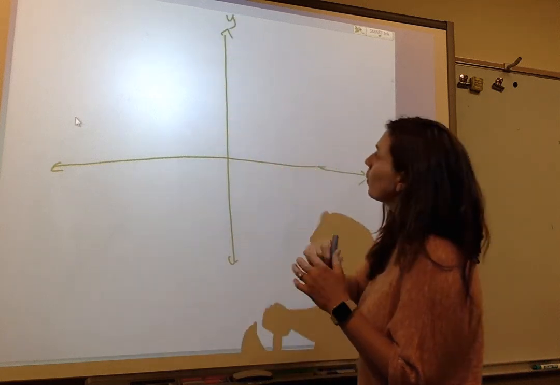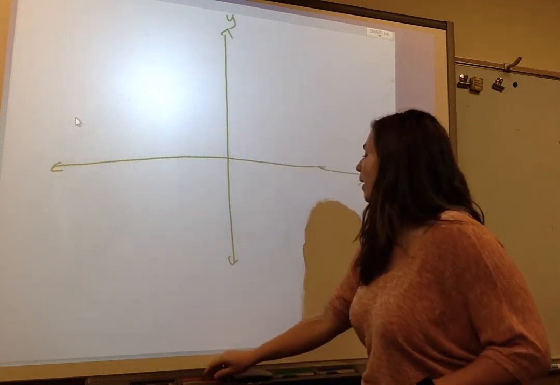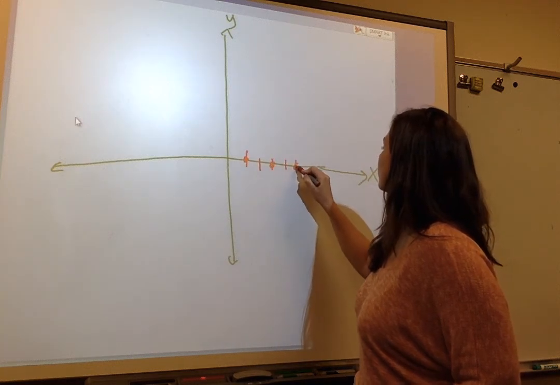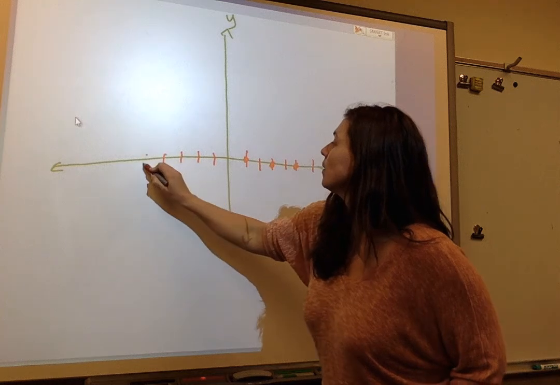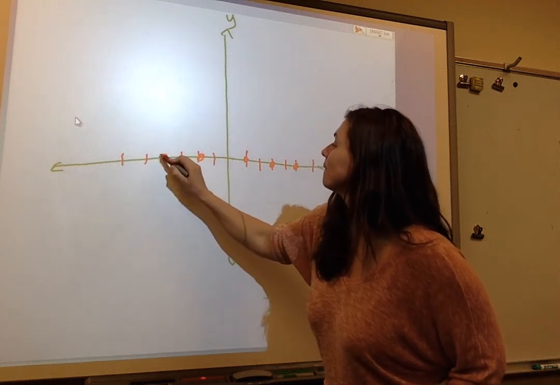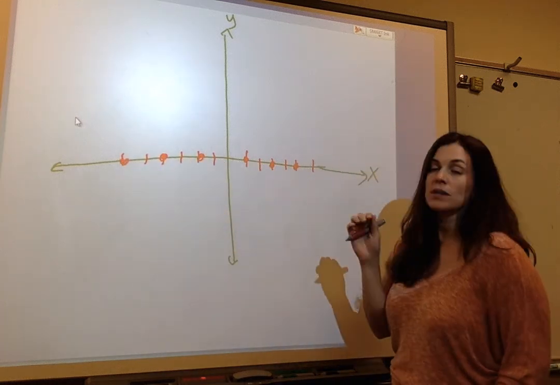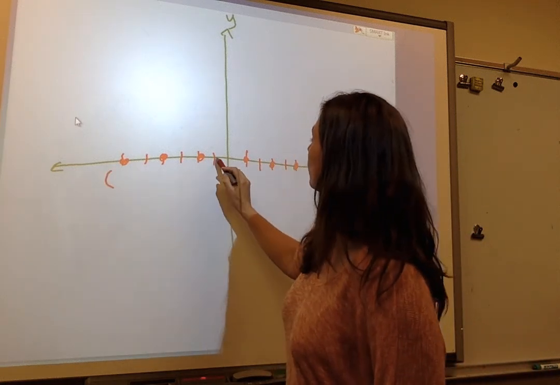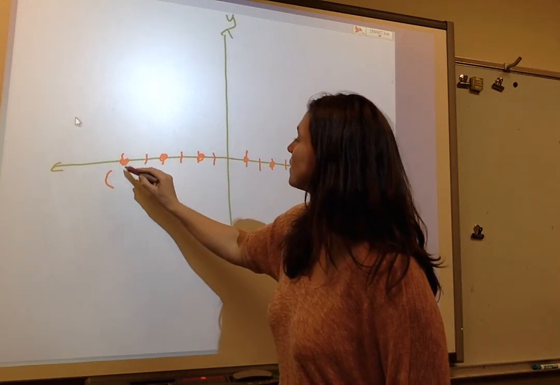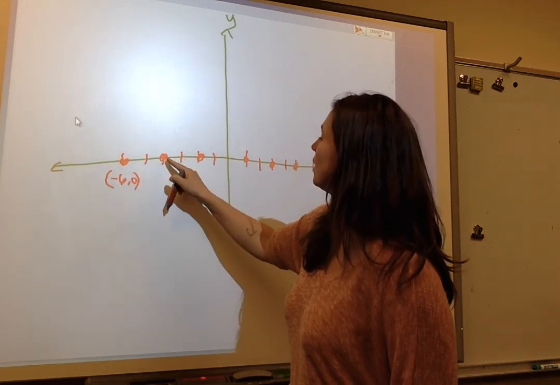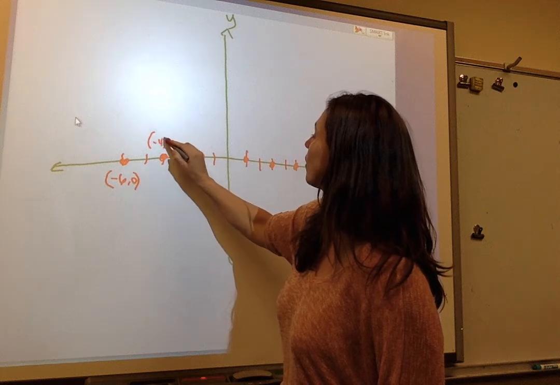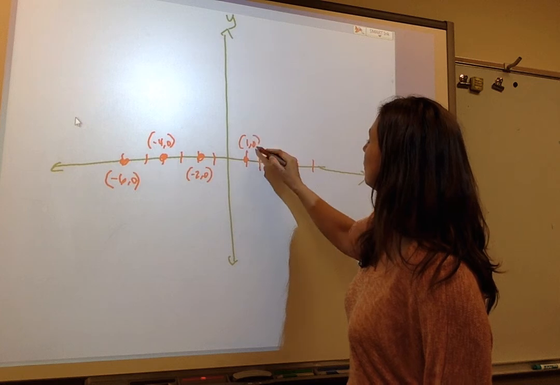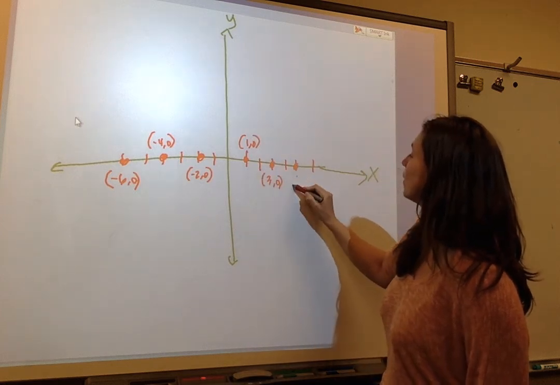That's my x and that's my y axis. Now, I want you to think about if I put points on here. Here are the points on the x that are crossing the x-axis. If I labeled this point, this would be negative 6, 0. This point would be negative 4, 0. This point would be negative 2, 0. This point would be 1, 0, 3, 0, and 5, 0.